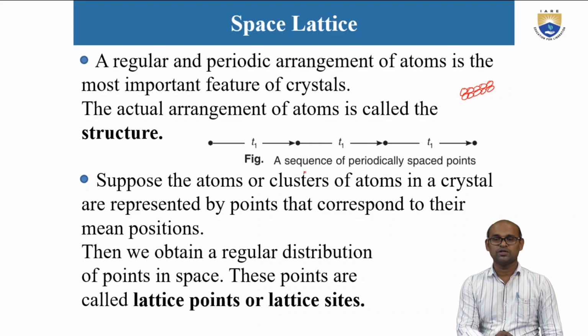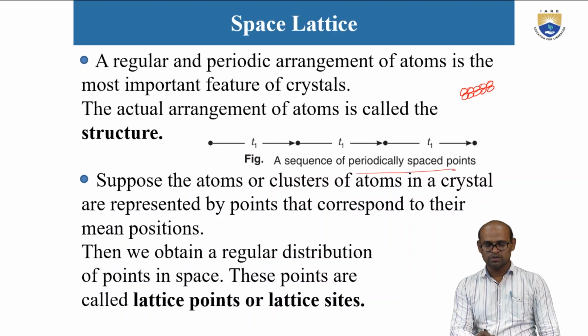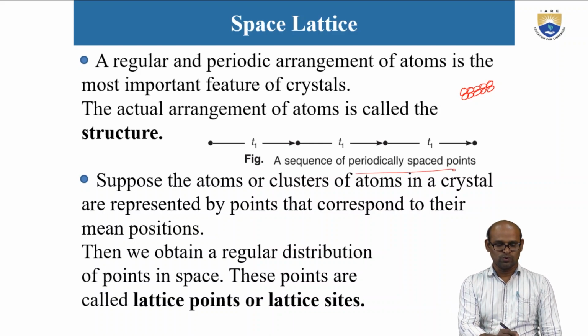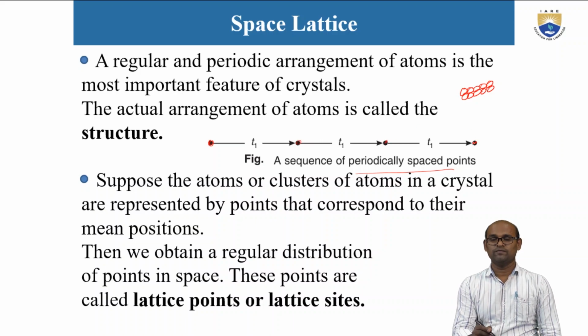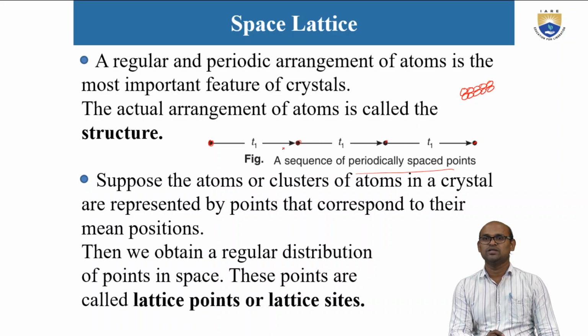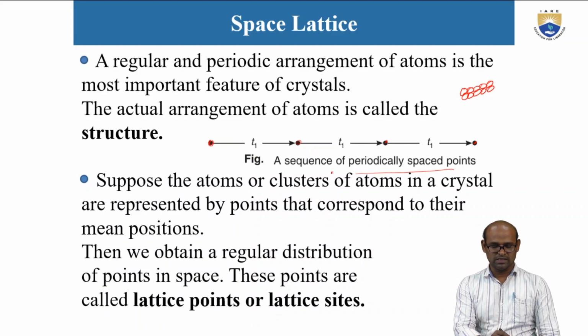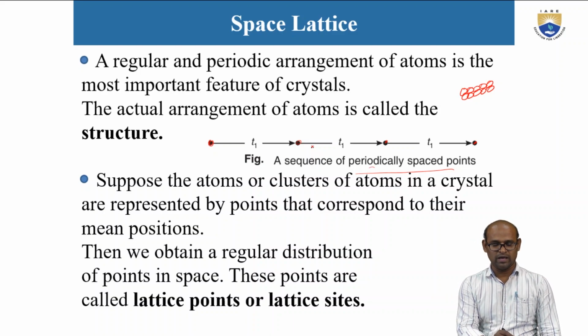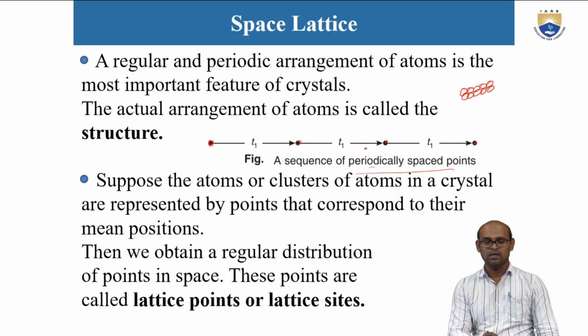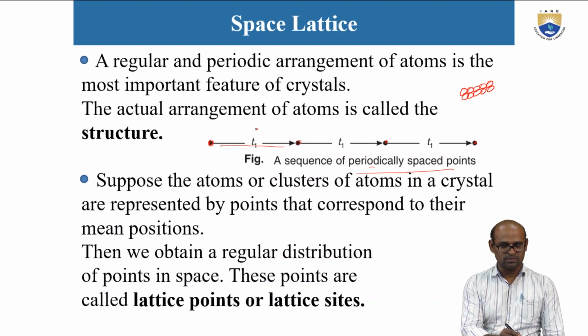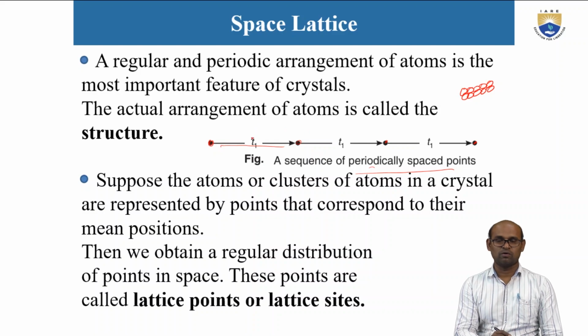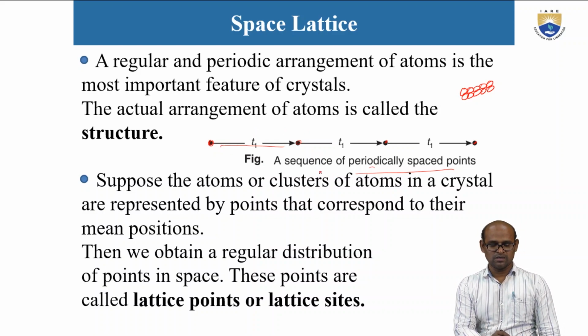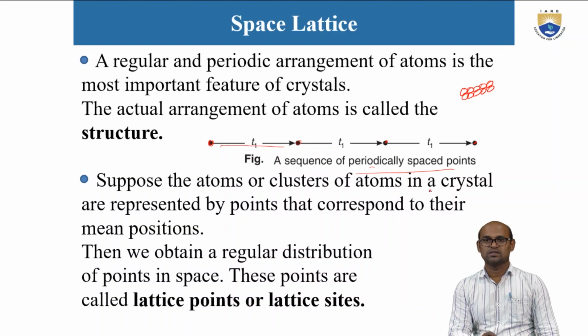Here in this picture you can see a sequence of periodically spaced points. Okay. So you have an atom here, you have an atom here. There are different atoms, for example, and the separation between any two of these atoms is T1. That is why we say equally spaced, periodically spaced points. The distance between any two points is the same. That is also called the period. So that period, the distance between two points, is called T1.